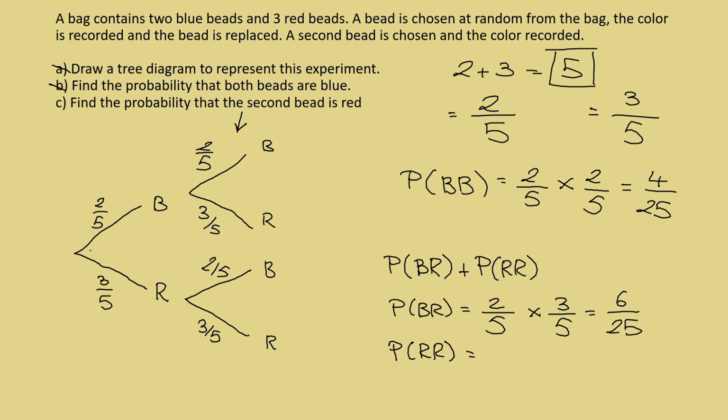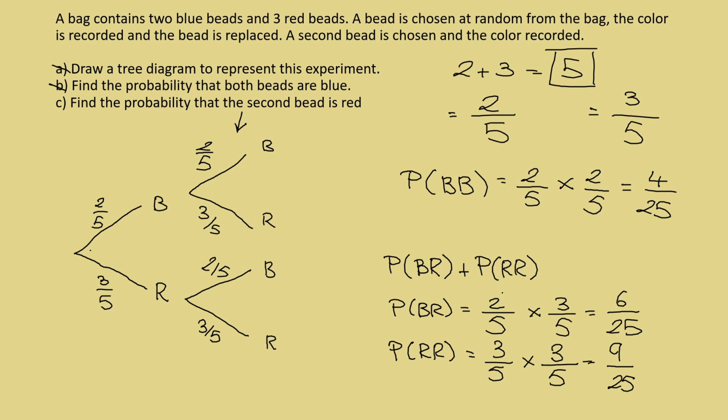And then the second one, the probability of red and then red again, as we can see from the tree diagram, is 3 over 5 times 3 over 5 again. And if we calculate this, we get that this gives us 9 over 25. Excellent. And so we're not done yet, because remember, we need to add both these probabilities up.